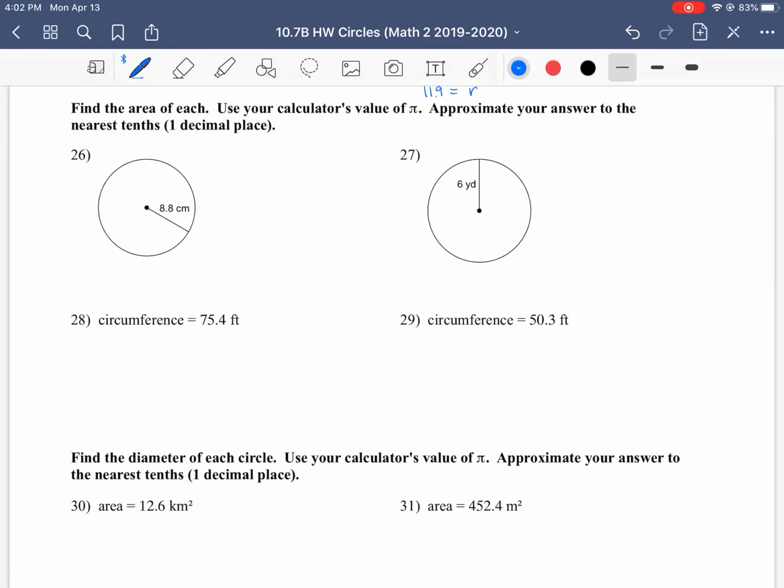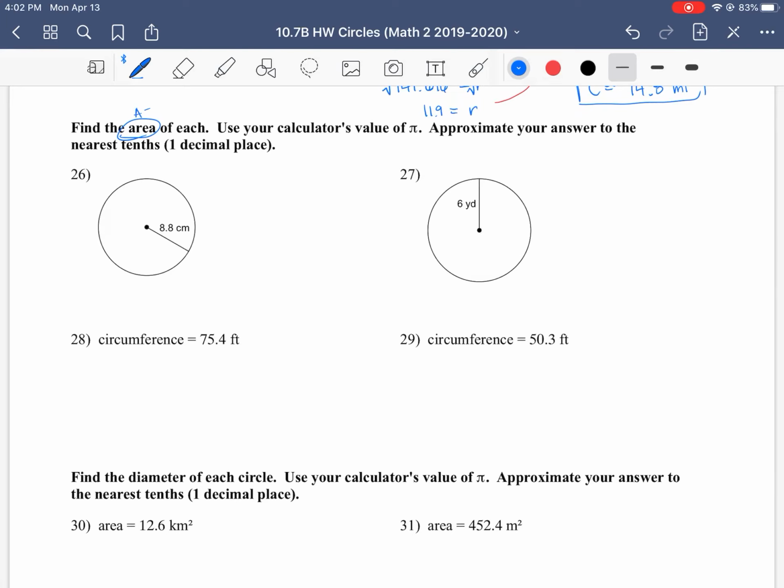Okay, jumping down, essentially you're doing kind of the same thing on these. The next one says find the area of each. So remember, area is pi r squared. Now this one just asks you to approximate, so you just need to approximate on each of these. I'm going to jump down and look at 29. So on 29, you're given the circumference. So remember, I want to find the area in the end, and that's pi r squared. So I need this r, or the radius. So circumference is 2 pi r, so let's use that to help us find r first. So we do the circumference of 50.3 is equal to 2 pi r.